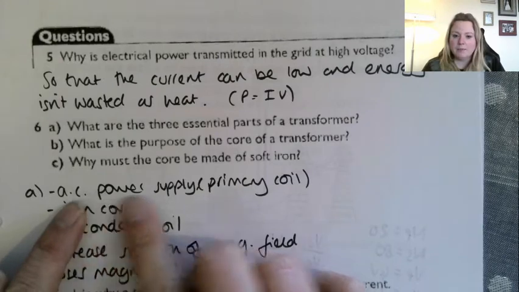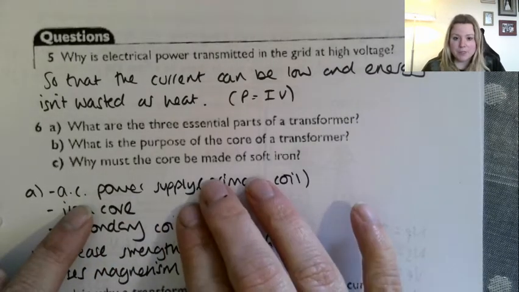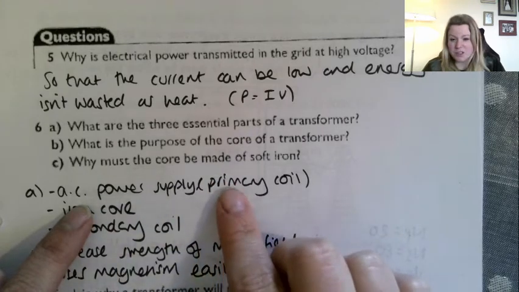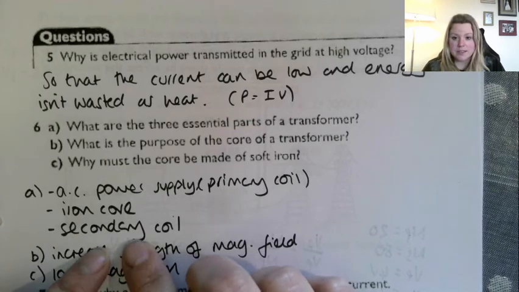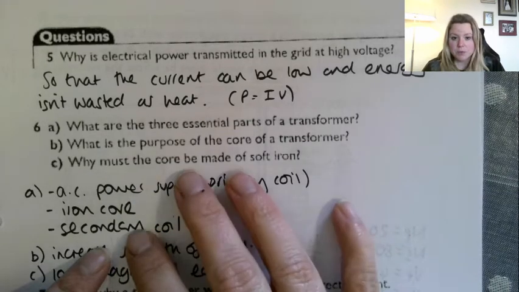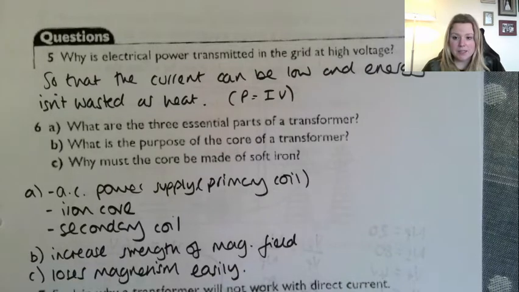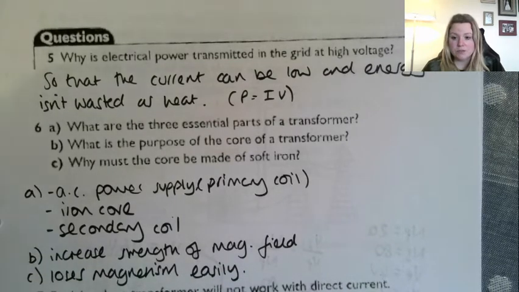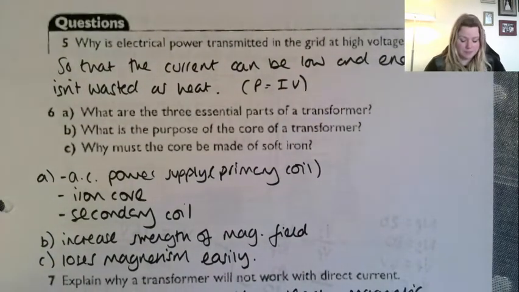Right, 6A, what are the 3 essential parts of a transformer? So either one of these two, I suppose, so an AC power supply, or you could just have called that the primary coil, the iron core, and then the secondary coil. What's the purpose of the core of the transformer? To increase the strength of the magnetic field. And why must the core be made of soft iron? Iron loses its magnetism easily.